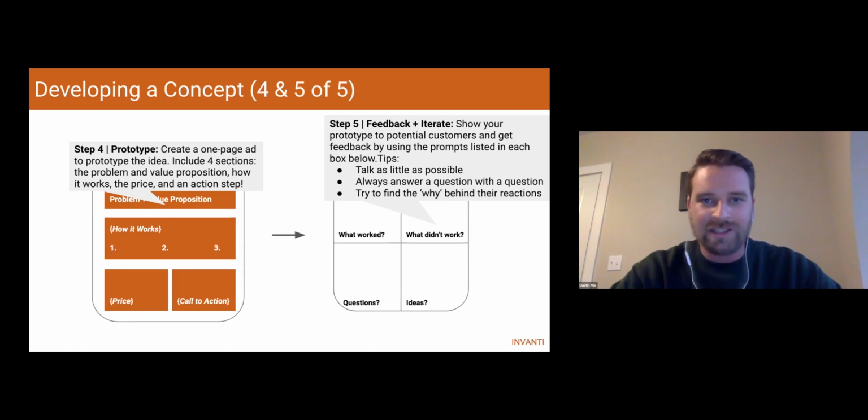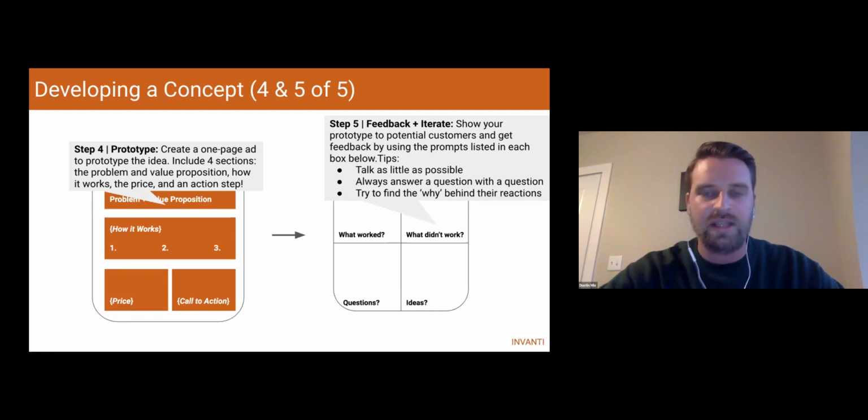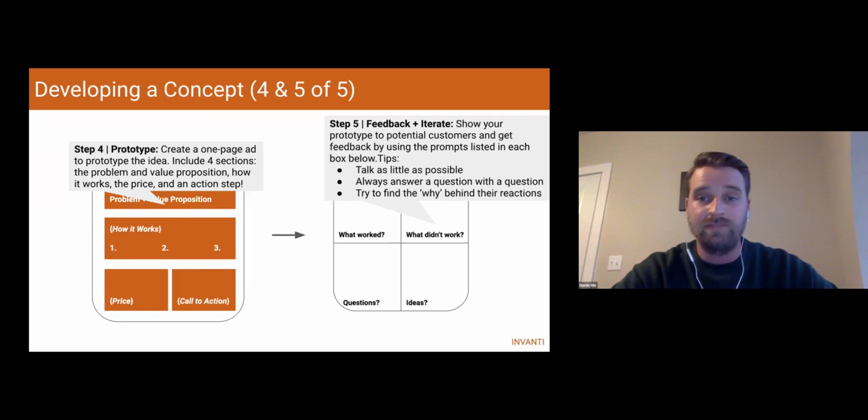So you're not going to spend a lot of time on this. This is probably 10, 20, 30 minutes of work. Create this one-page ad and then go take it back out to the people you think might be interested in your service and get feedback. So that's the final step we have here, which is getting feedback on your one-pager and actually iterating on it.